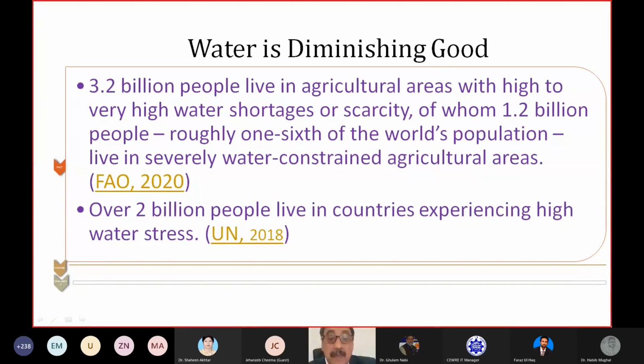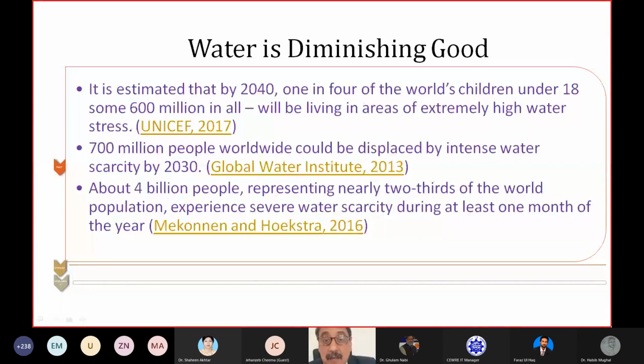So 3.2 billion people have water stress. But 1.2 billion people are in severely water constrained agricultural areas. Agricultural areas also have an angle of employment, and not only the food, they have non-farm activities which are dependent upon the agricultural water there. Over 2 billion people live in countries experiencing high water stress. This can cause an understanding of mistrust.